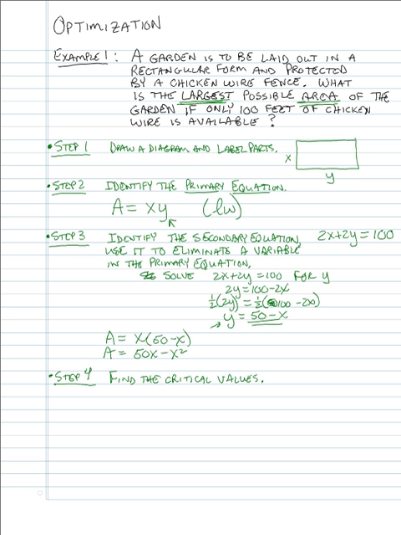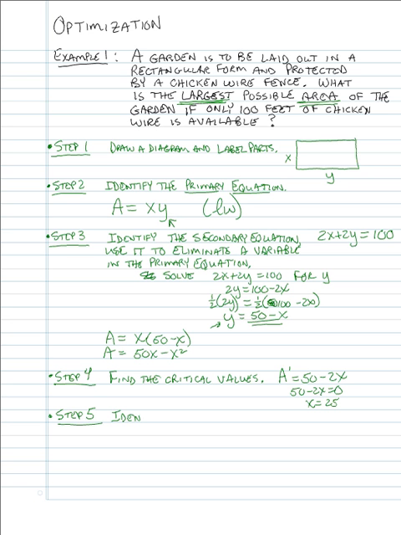Well, that means I need to calculate A prime, doesn't it? So A prime is going to be 50 minus 2x. And then, of course, I set that to 0 and solve and get x is equal to 25. Now, here's an additional step. And as usual, I'm running out of room, aren't I?